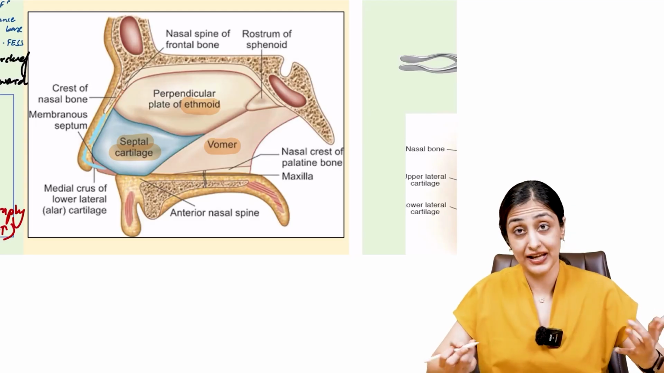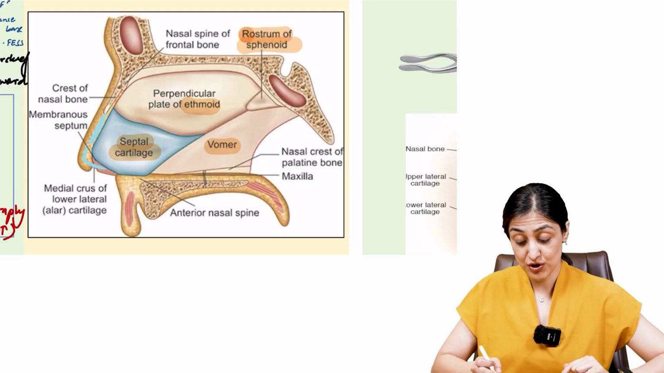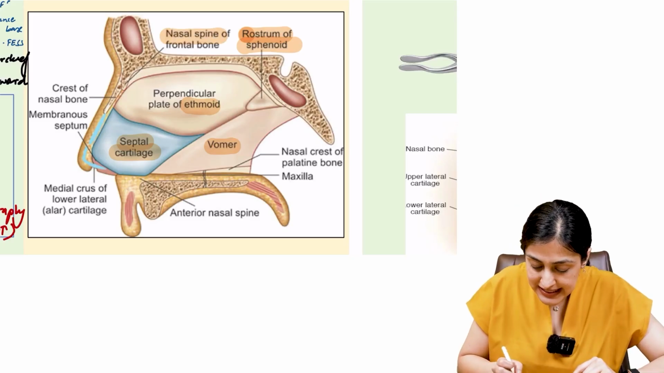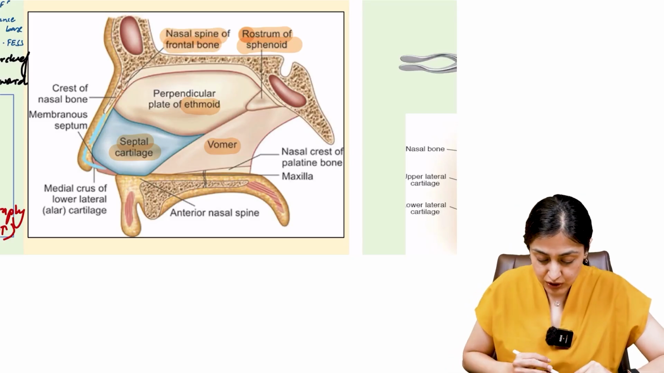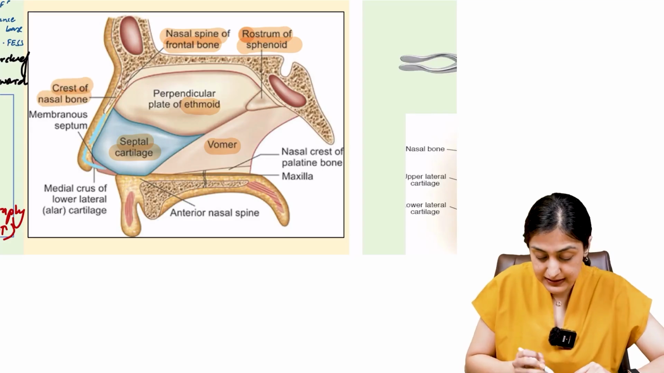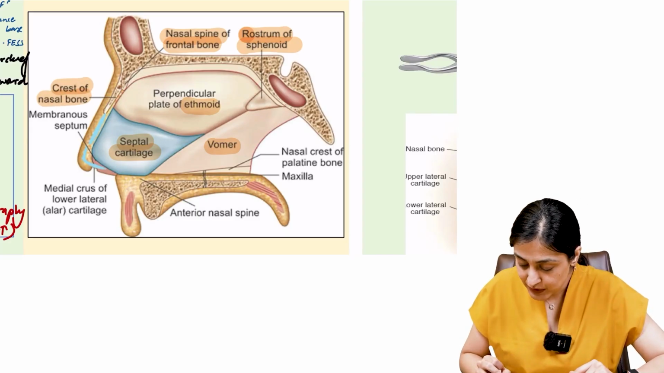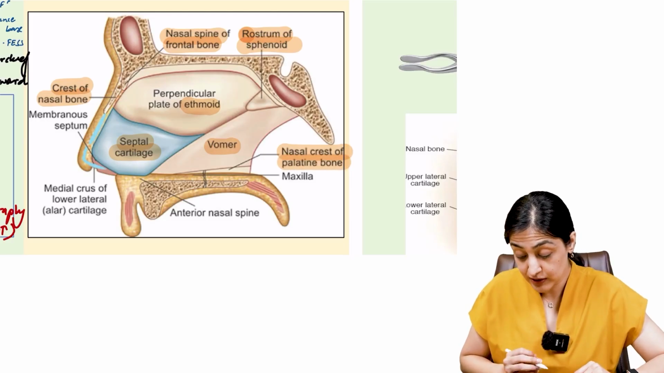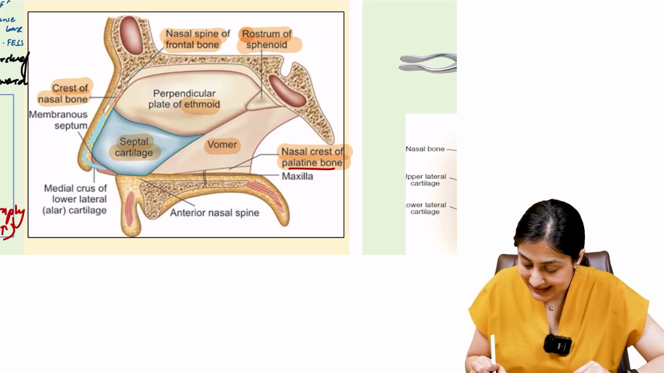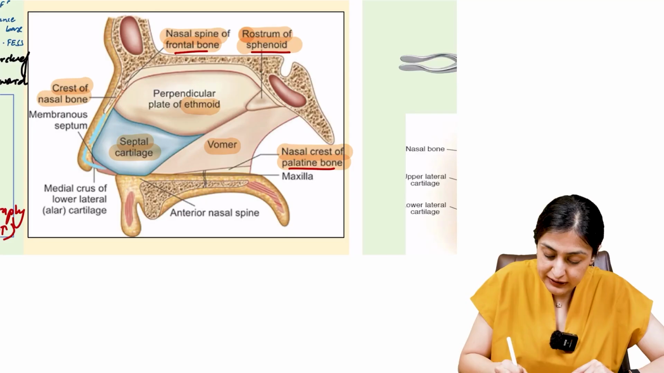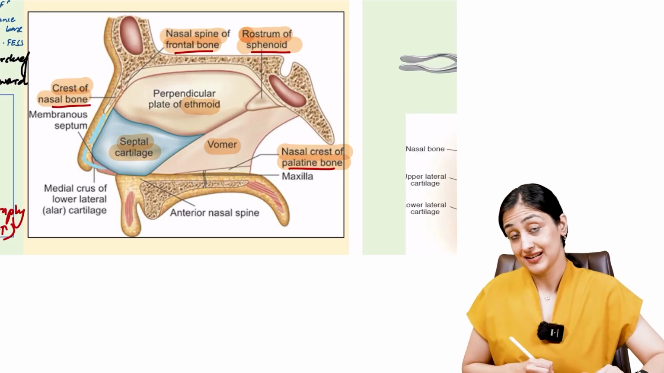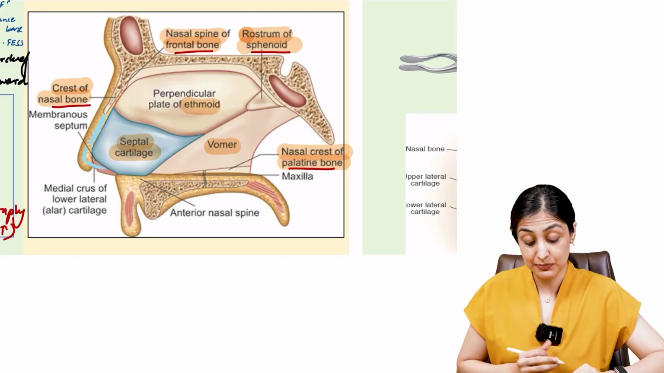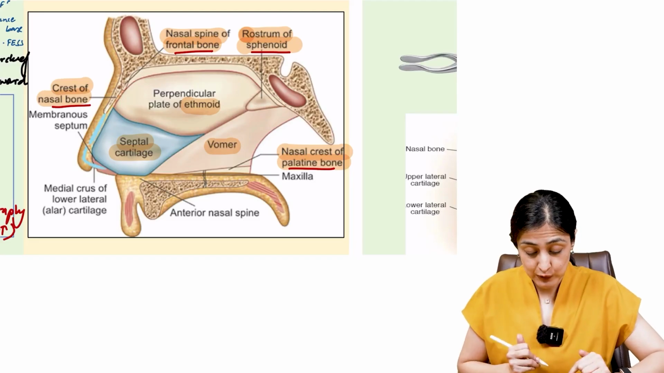So that's where I come in and I tell you. So this is rostrum of sphenoid. Nasal spine of frontal bone communicates. You have some nasal bone communicating, and you can also see nasal crest of palatine bone communicating. So other bones which take part would be palatine bone, sphenoid, frontal, nasal bone, right? So that's the small things that matter. All right, so this is what you can see.